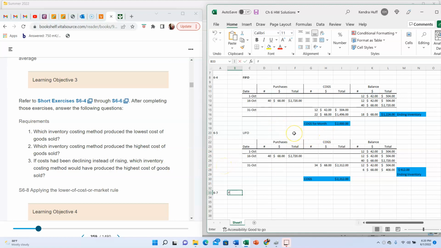Okay, so FIFO produces the lowest cost of goods sold, but that only applies if prices are rising. And by prices, I mean what they paid for the inventory. All right, and this is because cost of goods sold reflects older, lower costs under FIFO.